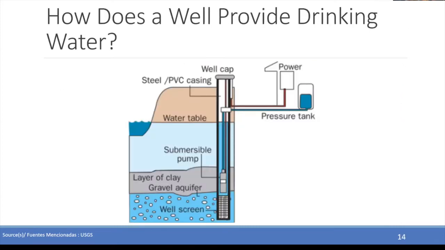This is another graphic of what I also just described. It's a little more simple. I'm on slide 14. So again, power and a pressure tank at the surface level. There's a well cap, which prevents contaminants or debris like leaves or small insects, animals, etc., from getting into the well. There's a steel or PVC casing, which again goes into the soil profile, and a well screen at the bottom to help filter out sand and other dirt.